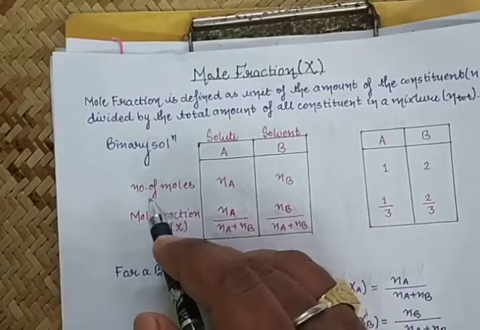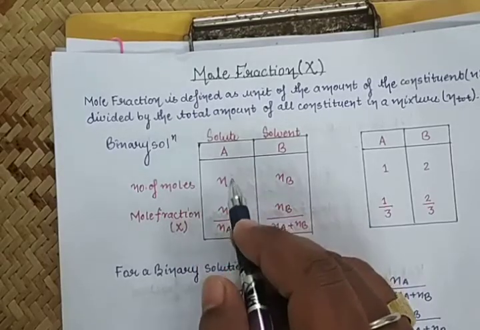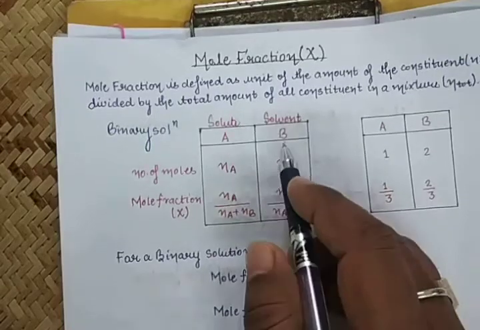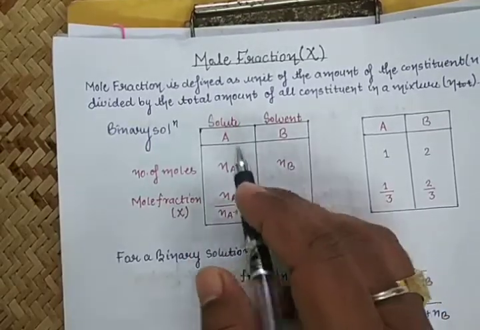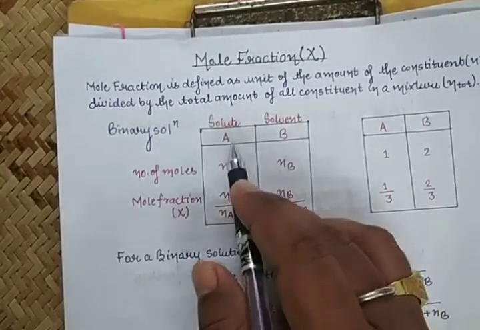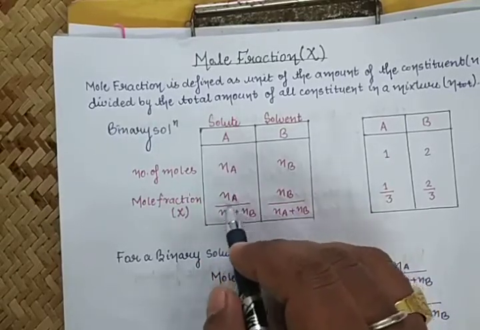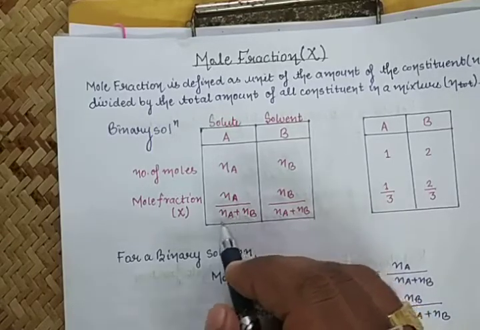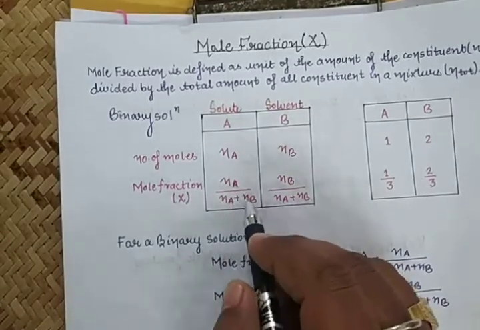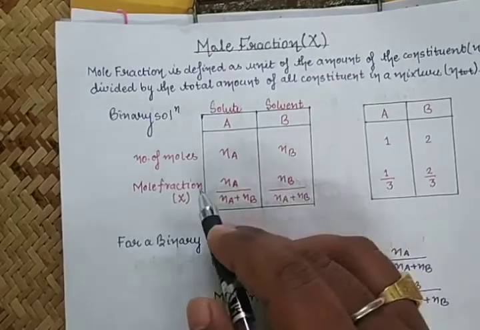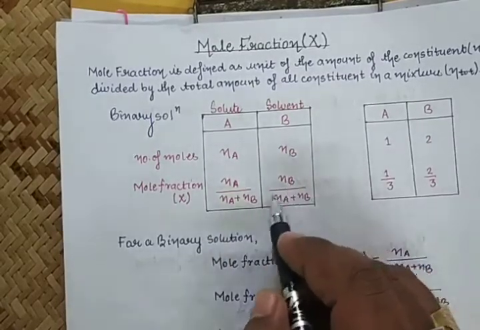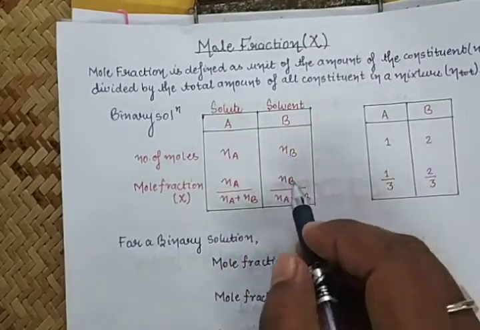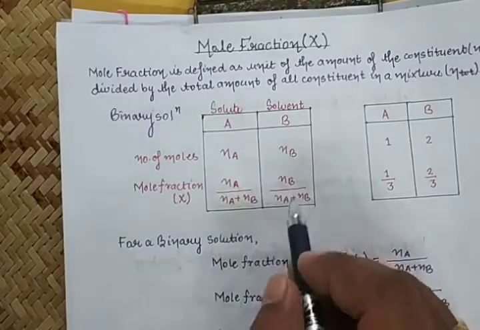So now here is the formula. The number of moles of solute A is Na and the number of moles of solvent is Nb. The mole fraction of solute is Na, the number of moles of solute, upon the total number of moles of solution. So Na upon Na plus Nb, and the same for the mole fraction of solvent, Nb upon Na plus Nb. The amount of the constituent divided by the total amount of the constituents.